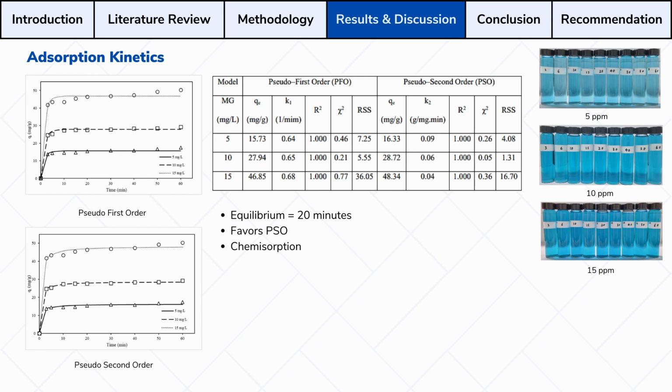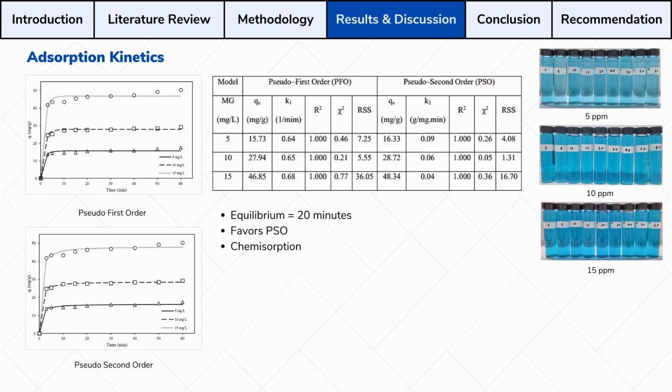The study utilized both PFO and PSO models. While both models in the study resulted in an R-square of 1, indicating a perfect fit, differences in chi-square and RSS values favored the PSO model, indicating a better fit than PFO.